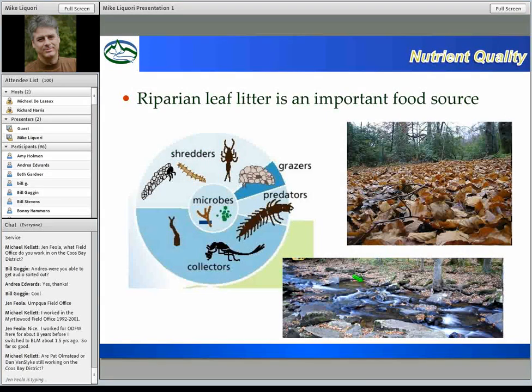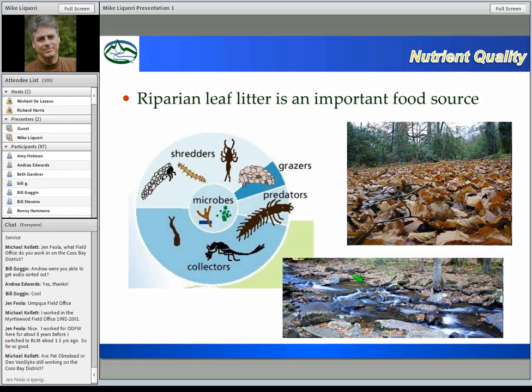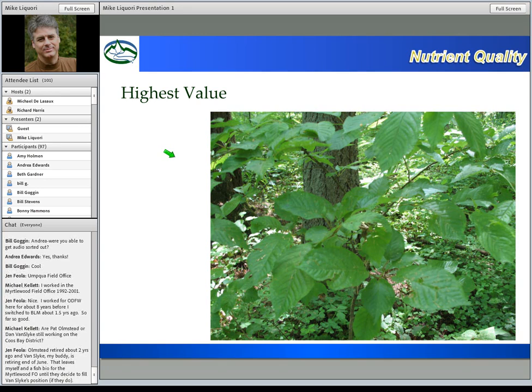In the riparian, or in the forested area, we tend to be more in the upper reaches of that continuum concept, where riparian leaf litter is an important food source. You'll notice the distribution of aquatic communities here, that shredders, which are aquatic organisms that shred the leaf litter, are a fairly significant component of the entire aquatic community. What we also know is that the quality of that leaf litter is important, and by far the highest value are nitrogen-fixing species like alder, red alder in the riparian zone.